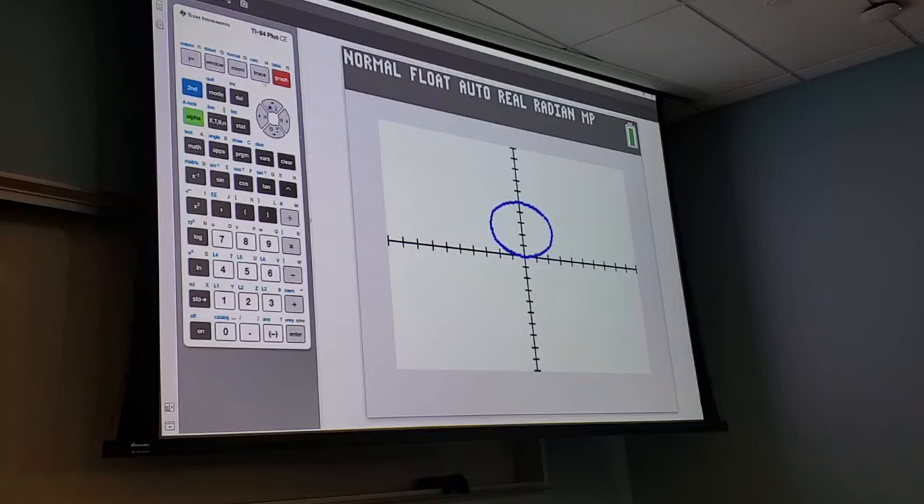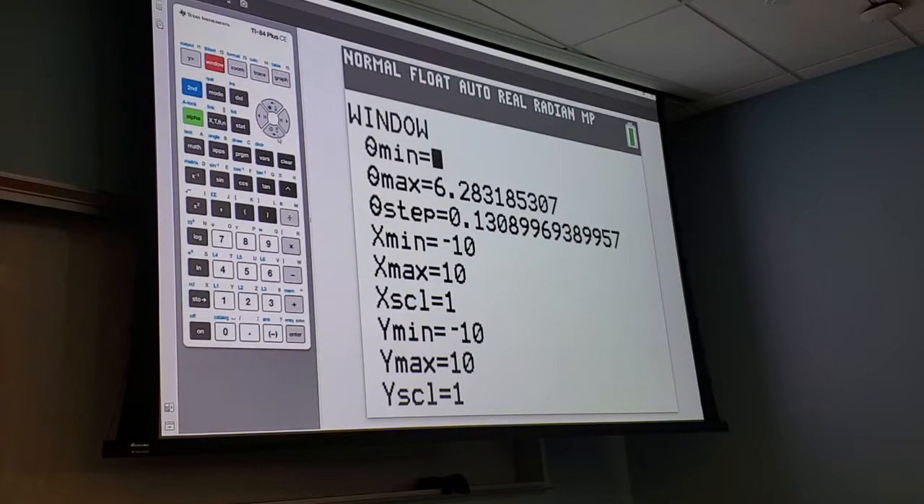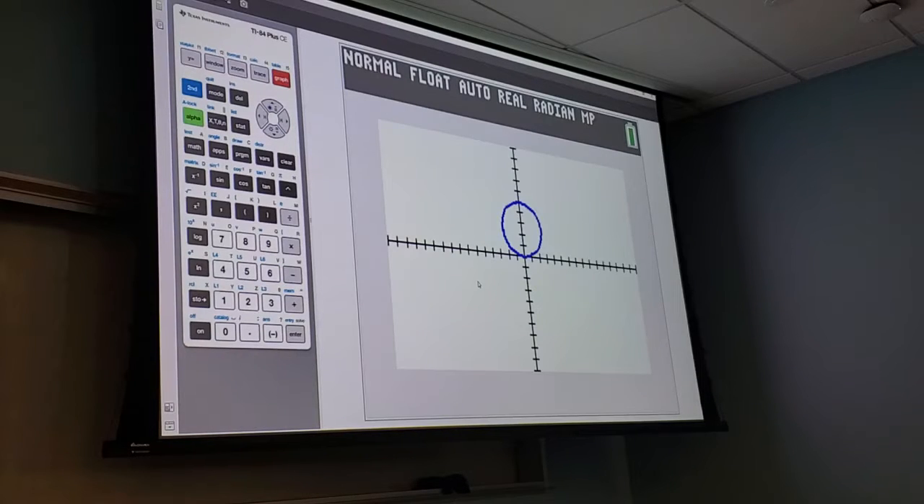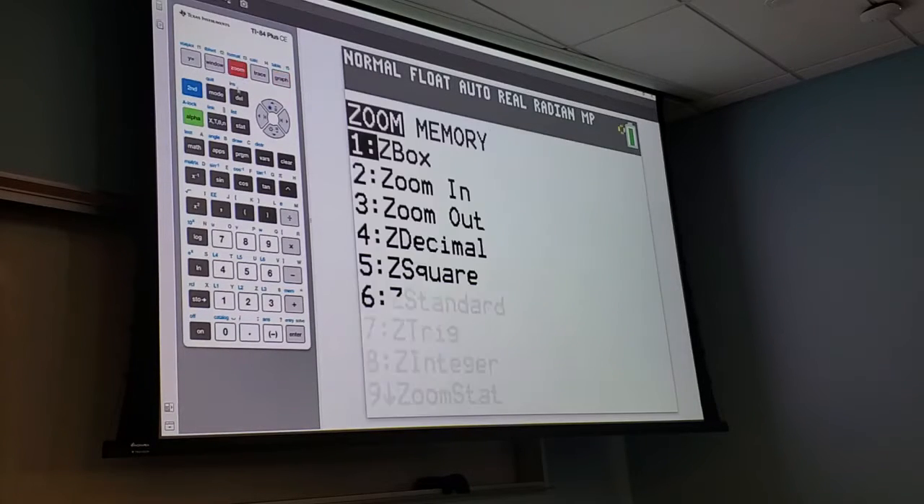Real quick, I think if I make x min and x max symmetric, then it looks more like a circle, right? It looks more like a circle, doesn't it? All right, maybe you guys. So I'm going to do zoom 6 and come back.